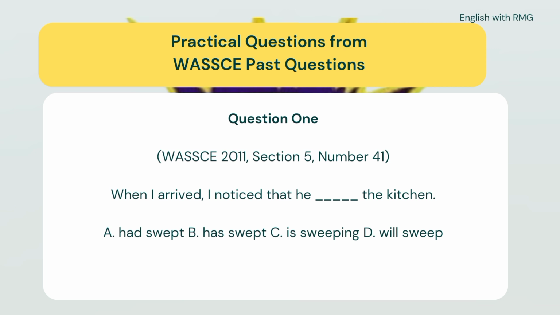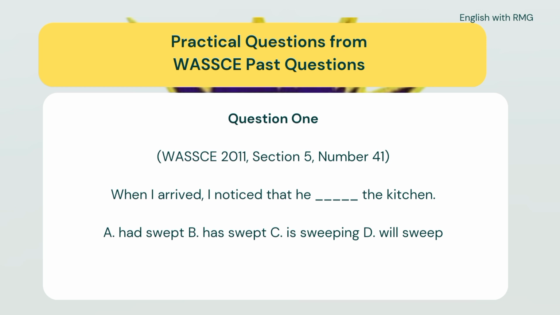When I arrived, I noticed that he dash the kitchen. A. Had swept. B. Has swept. C. Is sweeping. D. Will sweep. I told you the first thing to do: pay attention to the time. And then you pay attention to the first clause tense as well, so that you can know the implication of it on the second clause tense. So what is going to be your answer? Because I expect you to be able to answer this independently. What is going to be your answer? You can put it in the comments below.